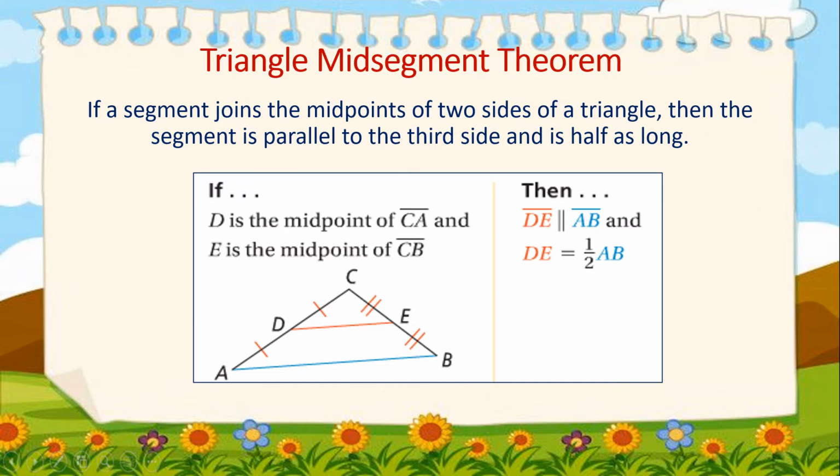Say for example, we have triangle ABC. Now in triangle ABC, D is the midpoint of CA and E is the midpoint of CB. Now joining the two midpoints, we have segment DE. DE is parallel to the third side, which is side AB. DE is parallel to AB, and the length of DE is half the length of the third side, or half the length of side AB.